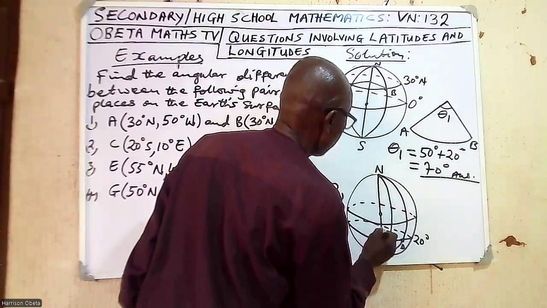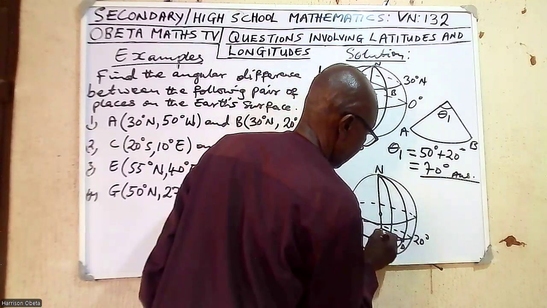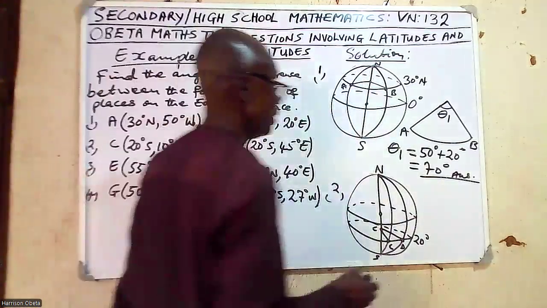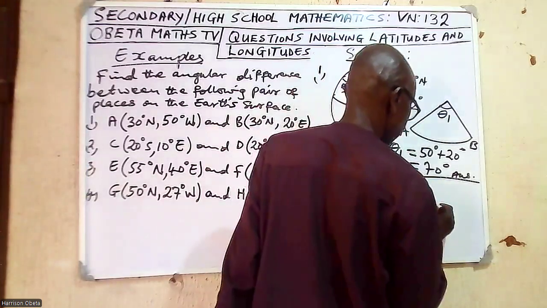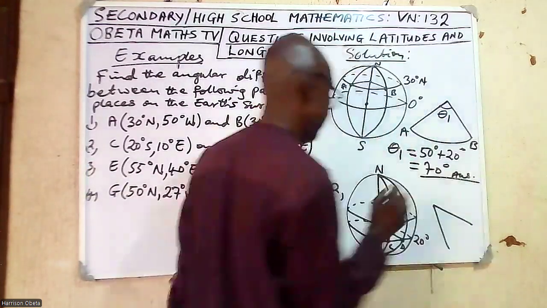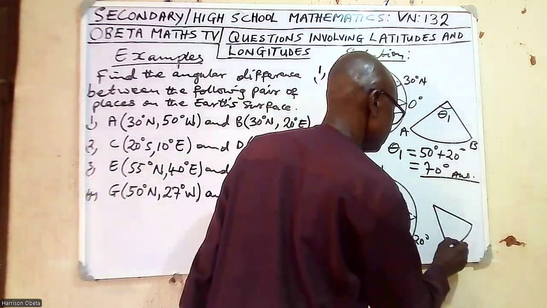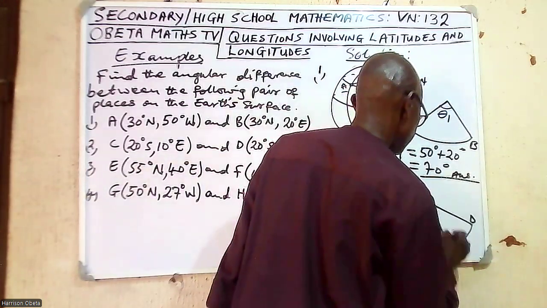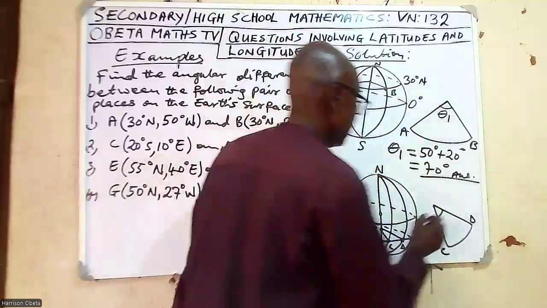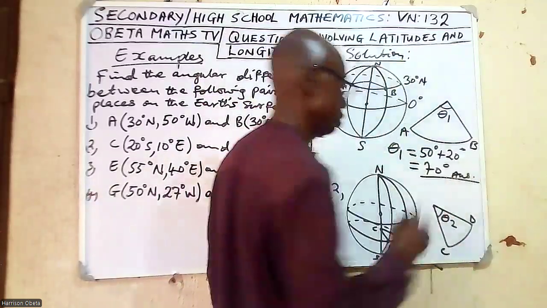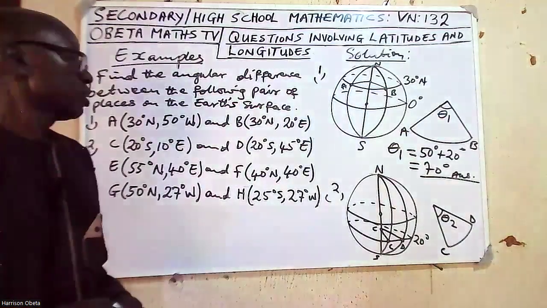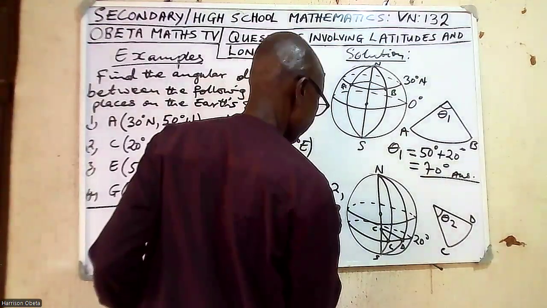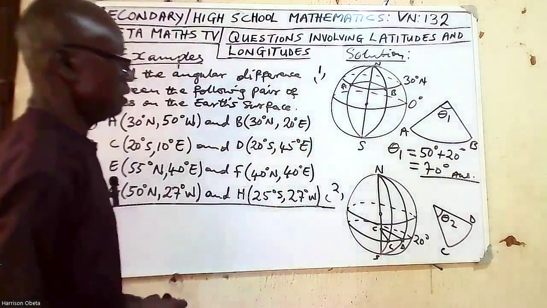So our center should be here. So you have this and this. Let us use C to represent it. And then bringing it out, you have something that looks like this. So we now have D and then C. What we are looking for is this angle, and let us call it theta 2. We're looking for theta 2. So what do we do? How do we handle it?